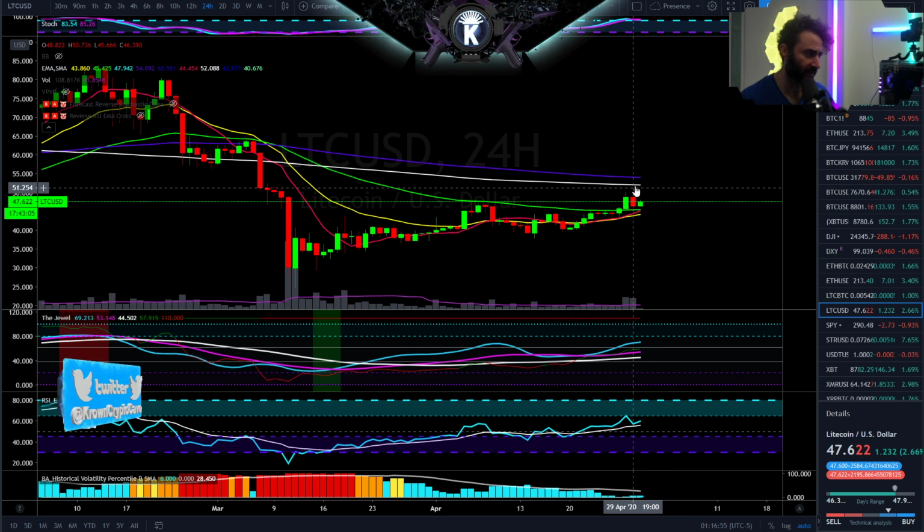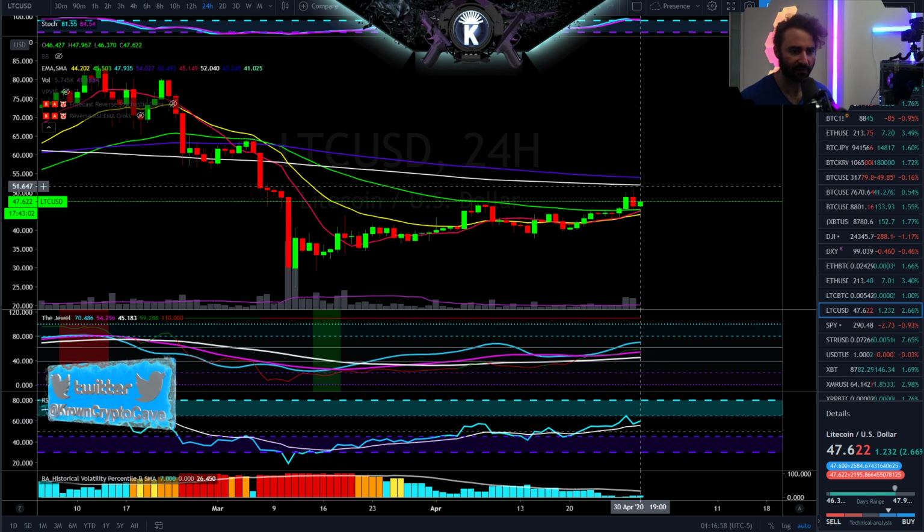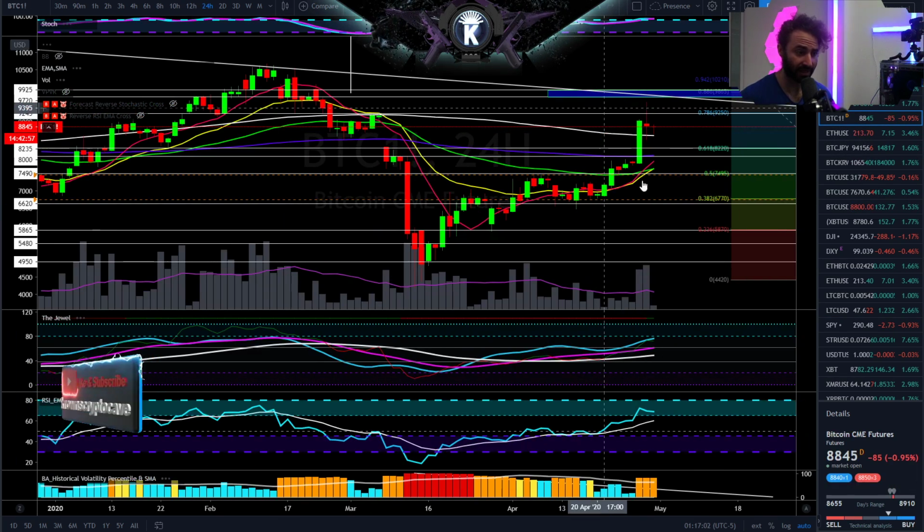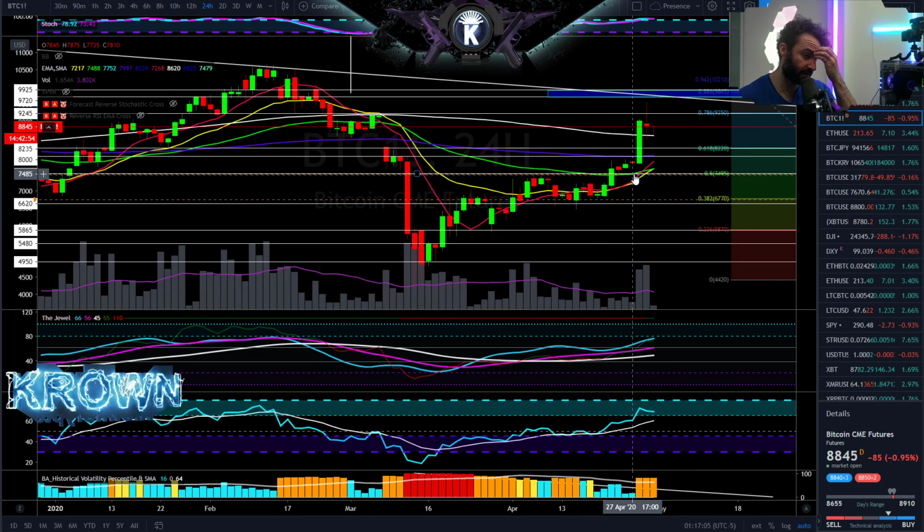Very obvious resistance right around the 200 simple, as you'd expect, right around $51. So I look for Bitcoin to set the tone, and then alts kind of follow, Litecoin not being as big of a beneficiary of that.